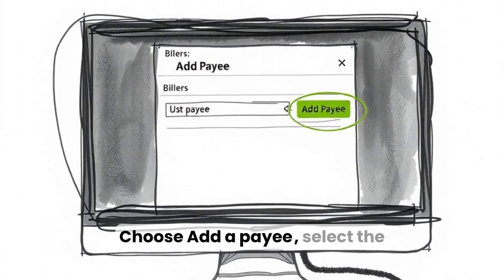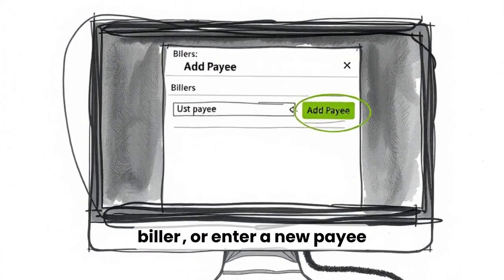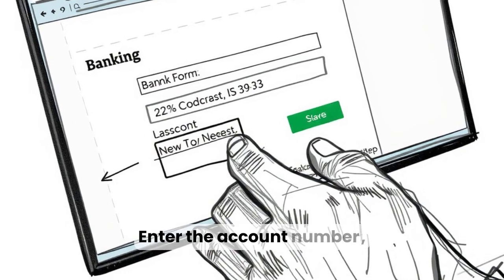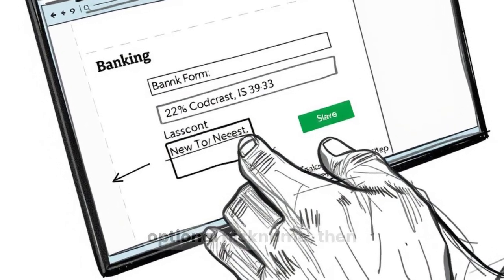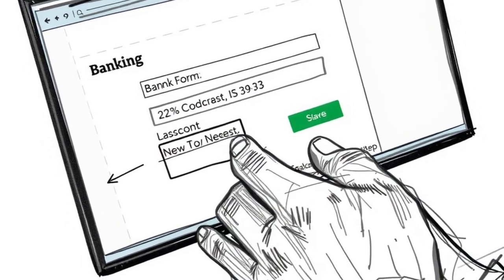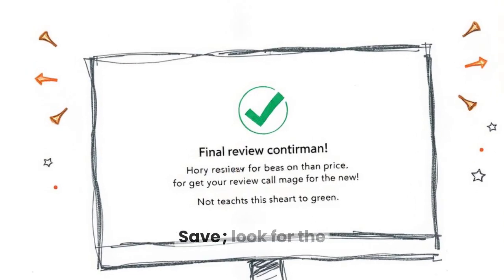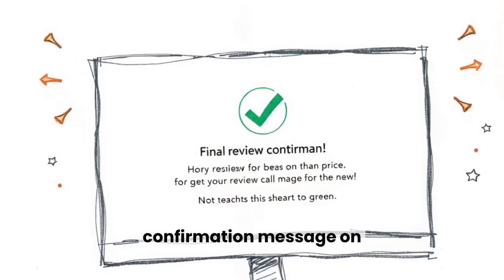Choose Add a Payee, select the biller, or enter a new payee name manually. Enter the account number, billing address, and an optional nickname, then continue. Review the details and click Save. Look for the confirmation message on screen.